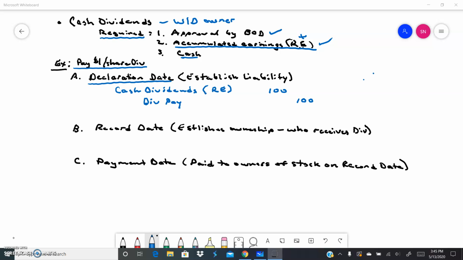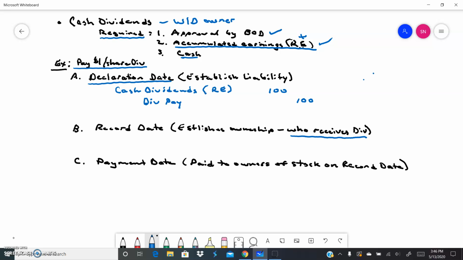The second date that we need to be concerned about is the record date. The record date is usually about a month after the declaration date, and that's where we establish ownership of the stock. In other words, that's where we determine who owns the stock and who is going to be entitled to receive the dividend. If you own the stock on the record date, you are entitled to receive the dividend.